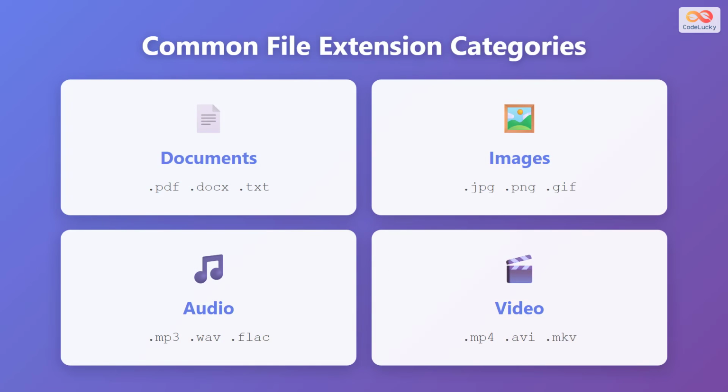File extensions are organized into different categories based on what type of content they contain. Document files include extensions like .pdf, .docx, and .txt. Image files use extensions such as .jpg, .png, and .gif. Audio files are identified by extensions like .mp3, .wav, and .FLAC. Video files commonly use .mp4, .avi, and .mkv. Each category serves a specific purpose in how we store and access digital content.